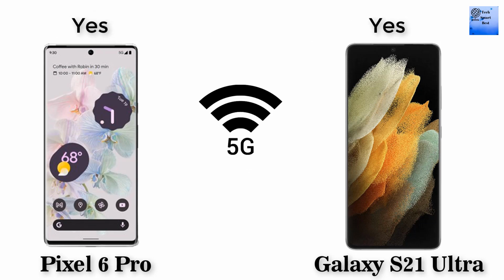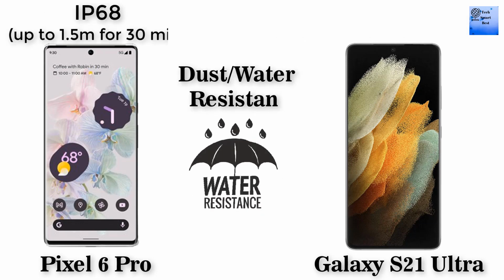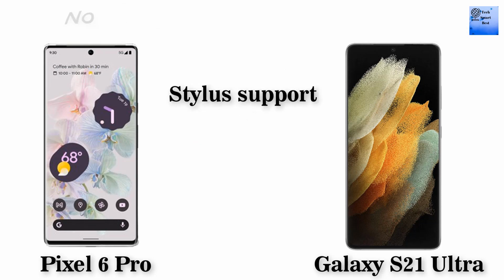5G technology is available on both smartphones. The SIM of the Google Pixel 6 Pro is Nano SIM or eSIM, and the SIM of the Samsung Galaxy S21 Ultra is single SIM or dual SIM. The dust and water resistance of the Google Pixel 6 Pro is IP68, up to 1.5 meters for 30 minutes, and the dust and water resistance of the Samsung Galaxy S21 Ultra is IP68, up to 1.5 meters for 30 minutes. Stylus support is not available on the Google Pixel 6 Pro, and stylus support is available on the Samsung Galaxy S21 Ultra 5G.